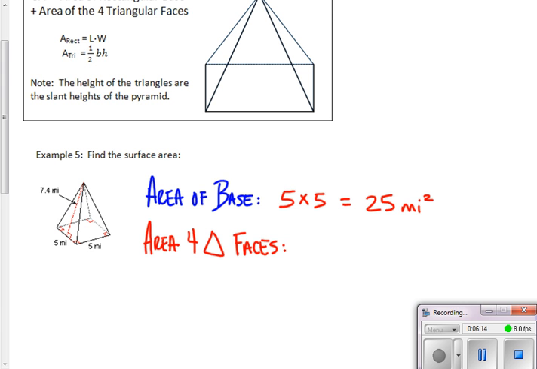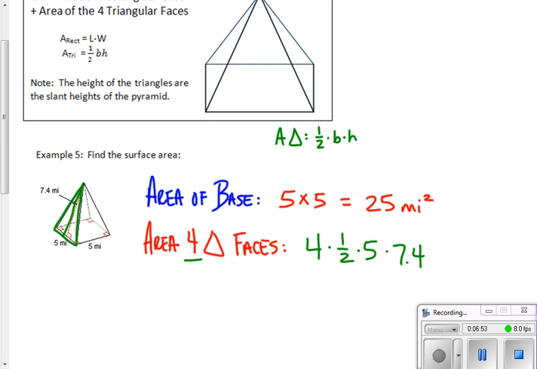Now, to find the area of the 4 triangular faces, we have 4 faces. So what I'm going to do is multiply by 4 right away. Next, I need to know how to find the area of a triangle. If you have forgotten, the area of a triangle is 1/2 times base times height. So that triangle that we have here, I'll highlight in green. The base, well, 4 faces times 1/2 times the base, which is 5, and that height. That height has to be this slant height. That slant height is on the outside, on the surface. So we would multiply by 7.4.